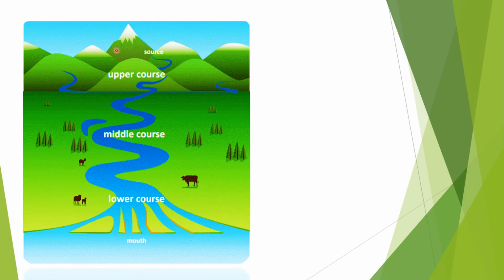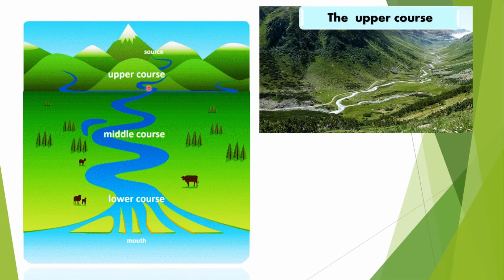Children, let's understand the journey of a river in a little more detail. As we all know, the journey of a river is divided into three stages: the upper or young course, then the middle or mature course, and lastly the lower or old course. Let's start with the upper course.